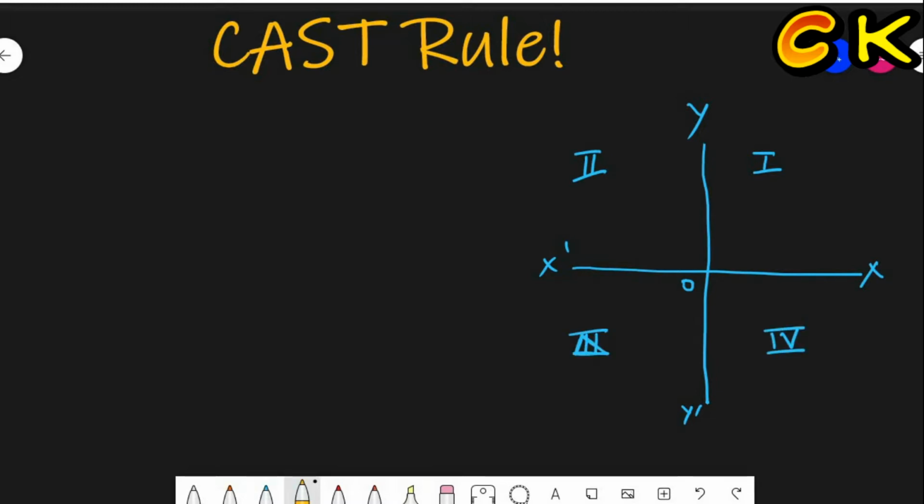Since this is the CAST rule, let us label it C, A, S, T: CAST. Some students like to call it the ASTC rule also, where in the local language they remember it as "after school to college". Anyway, let's start the journey.